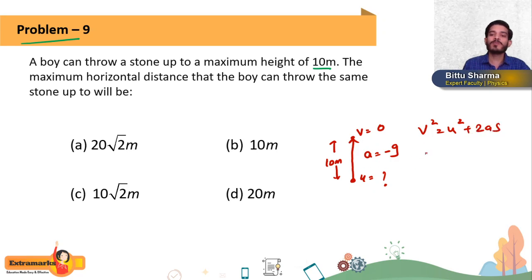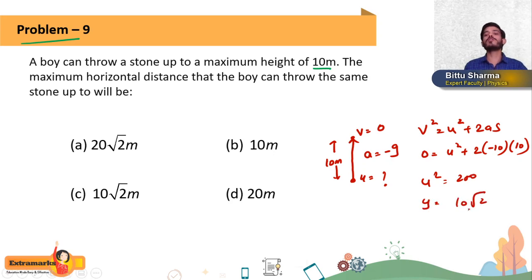So v is how much? 0 is equal to u, we don't know, square plus 2. Acceleration is minus 10, and displacement is plus 10. Getting? So u square will be 200 and u will be how much? Under root of 200 is 10 root 2. Means the boy can throw the stone with the maximum speed of 10 root 2.